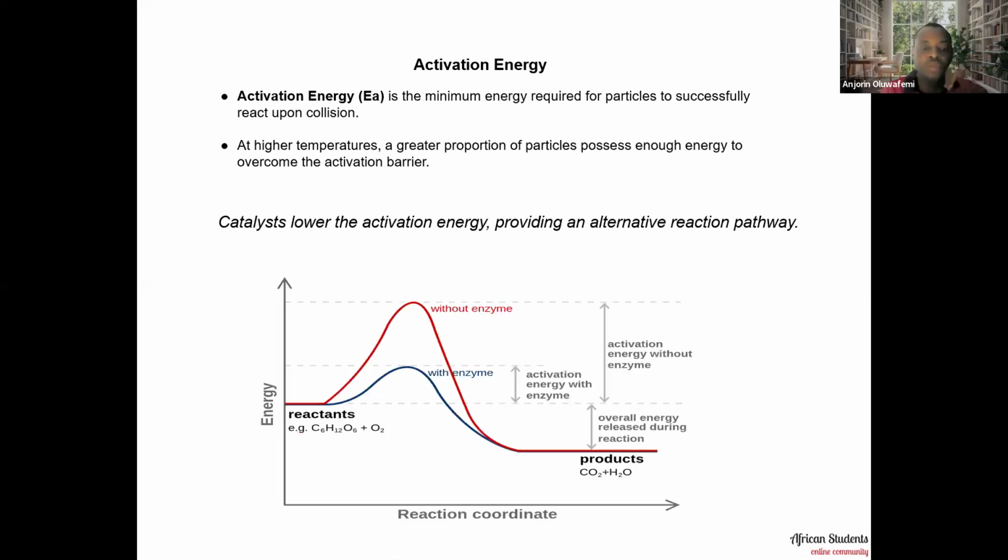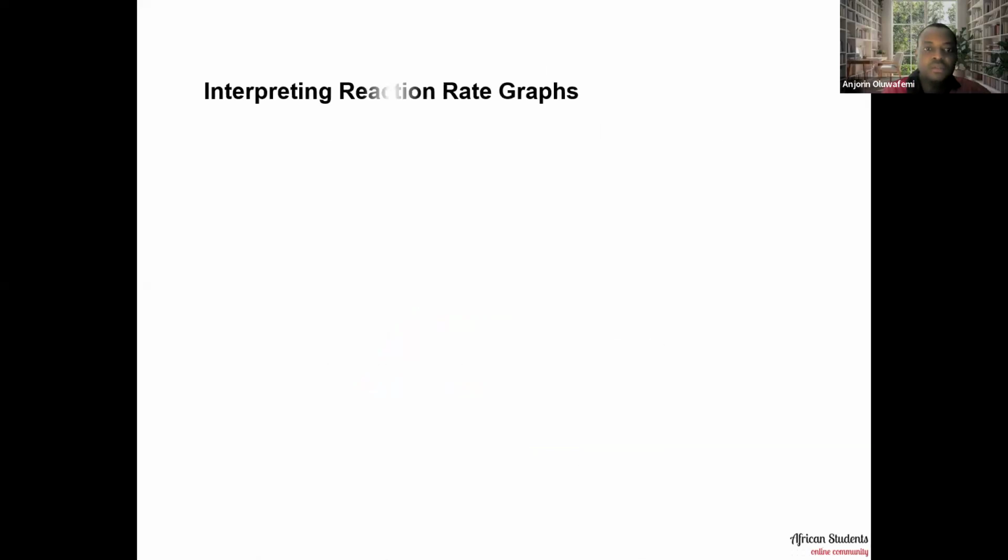Okay, so we have something like that. You have the reactants, then you have the products. Yes, so that's how it looks like. So we can see where the activation energy is. So let's take note. Okay, so all right. So interpreting reaction rate graphs, we need to know how to interpret reaction rate graphs.